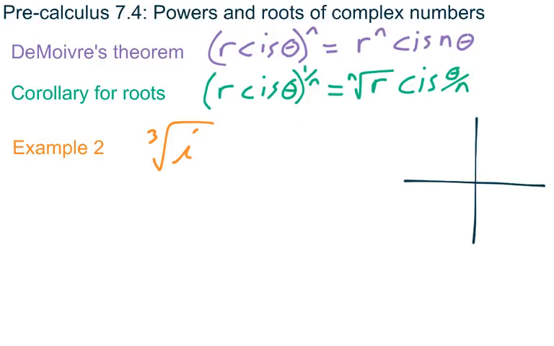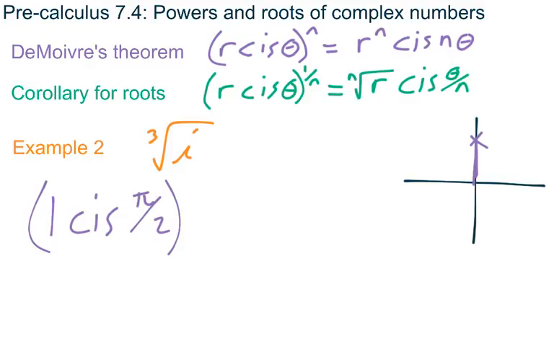Of course, i is simply right up here. It's just 1 up. A lot of people don't remember that, and for some reason, math students occasionally have difficulty with those that are just on an axis, but it's just 1 up. 1 up means that it is at a 90-degree angle, or pi over 2, and it's 1. So we're going to call it 1 cis pi over 2.